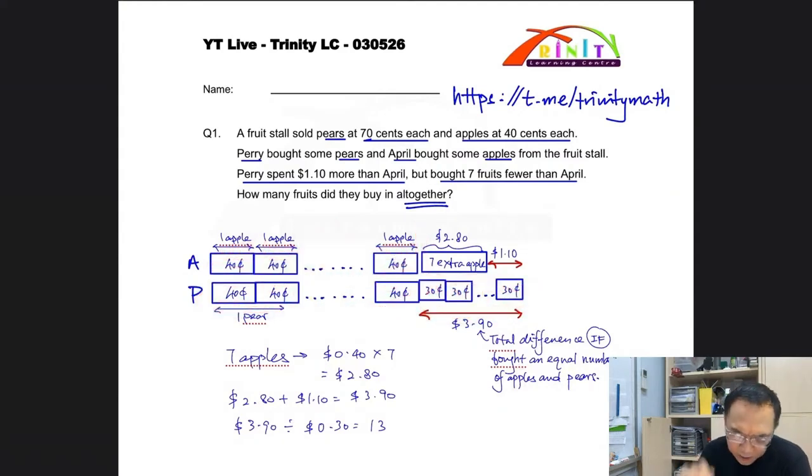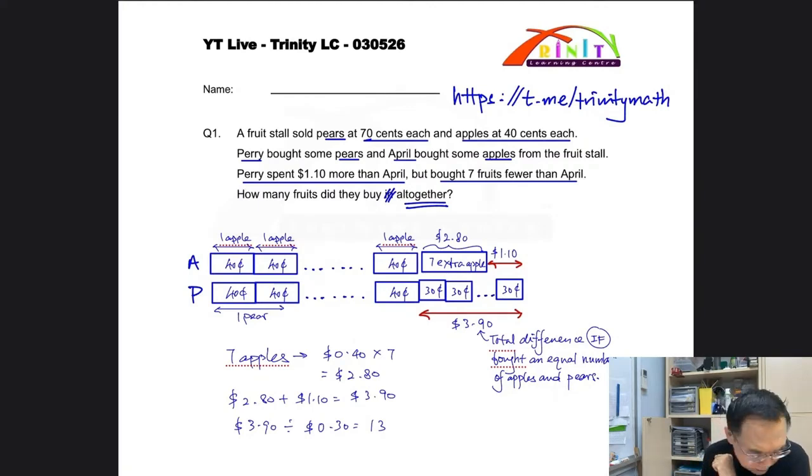Okay? Then my question becomes, so actually how many apples did she buy? Very good. Yes, yes. Correct. 20. 20 apples. And the question is, how many fruits did they buy altogether? Okay, ignore this. This is a typo. So how many fruits did they buy altogether? You're right. So the answer is they bought a total of 33 fruits.